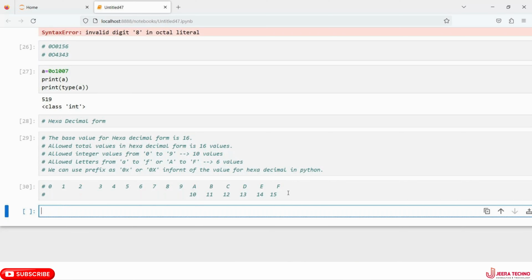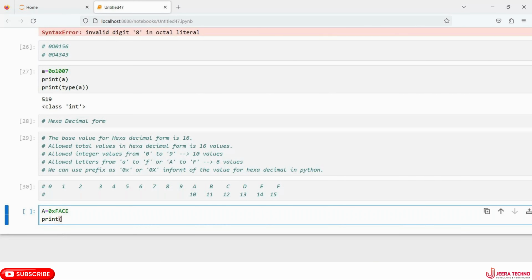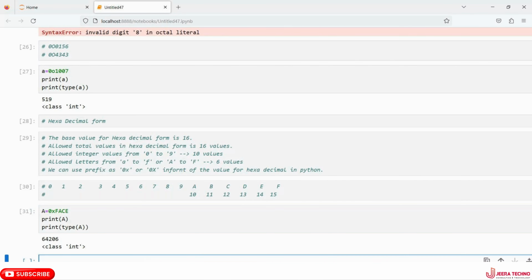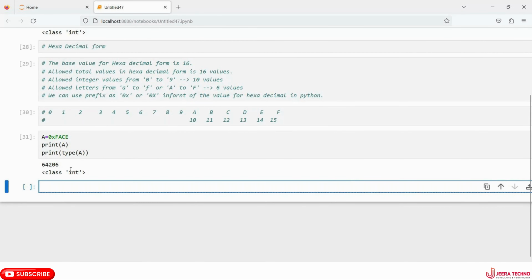Now I am taking A equal to some value. For example, 0x, small or capital letter, whatever. Now print of A, then print of type of A. Whatever the variable name is, that doesn't matter. Now what is the value you are getting? 64,206 you are going to get. So how can you validate it? Take the same face value.